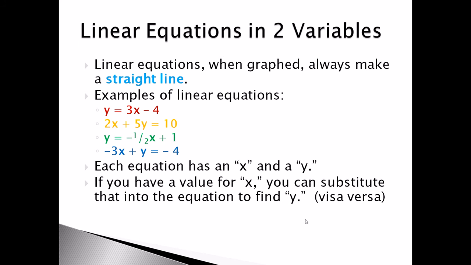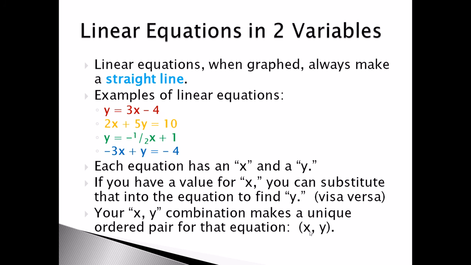So if I were to give you a value for x, let's say 5, you can substitute that into the equation to find y. So if I put 5 here, that doesn't mean 35, that means 3 times 5, and then take away 4. Well, 3 times 5 is 15, take away 4 is an 11. So that is a very unique answer. So it would be a 5 and 11, which is an ordered pair, 5, 11.